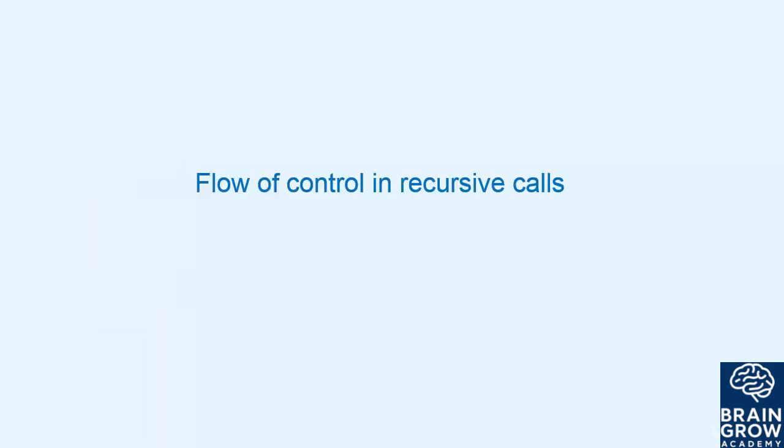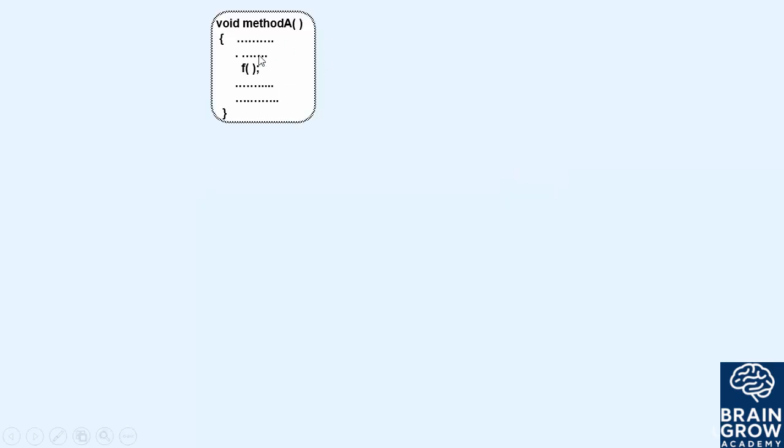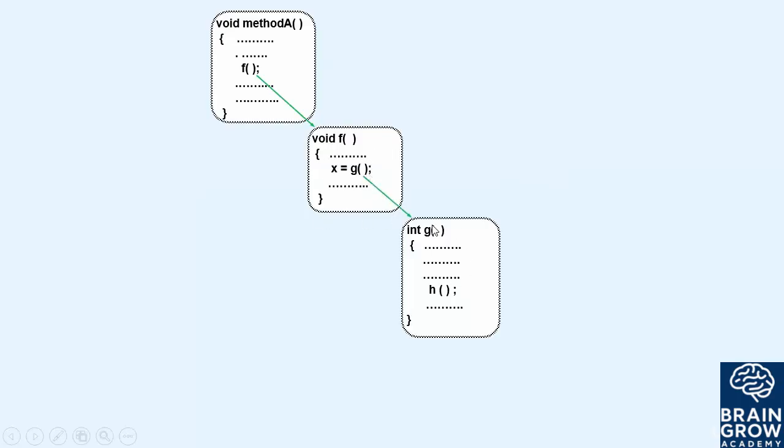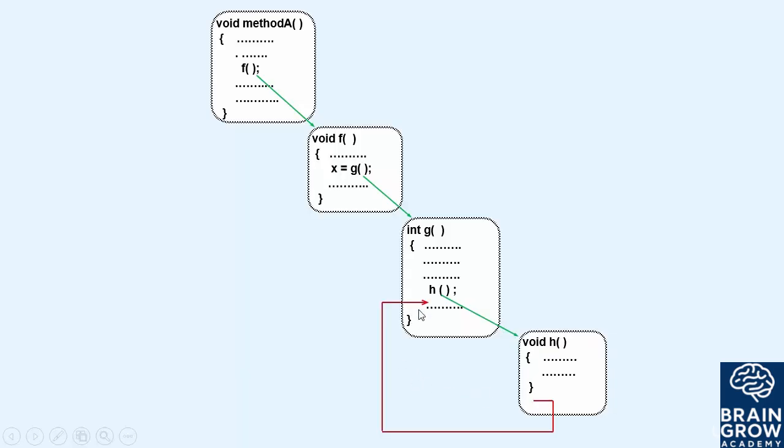In this video, we'll see how control is transferred in recursive method calls. But before that, we'll see transfer of control in normal non-recursive calls. This method F is called inside this method. Now inside F, this method G is called. Inside G, this method H is called. Now when this method H finishes executing, the control is transferred here to this statement following this method call.